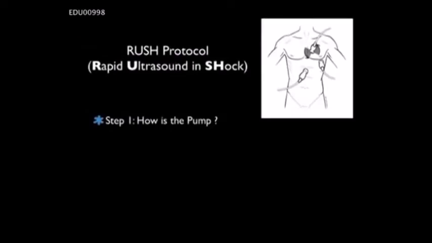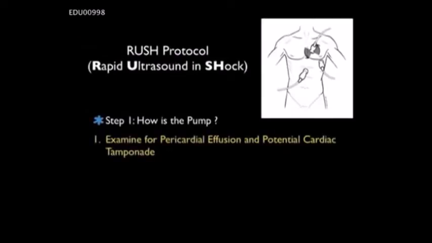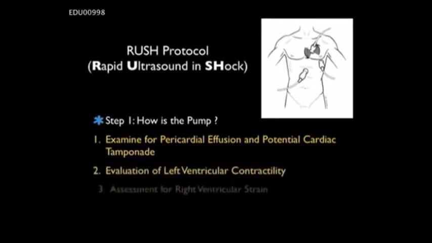In conclusion, the rapid ultrasound in shock, or RUSH, protocol was formulated as a non-invasive means using ultrasound to assess the physiology of the patient in shock. In this video, we've covered step 1, evaluation of the pump or cardiac evaluation, looking at 3 main categories. Step 1 was examination for pericardial effusion and potential cardiac tamponade. And we spoke about the fact that we're going to be looking for diastolic deflection of the right atrium, or more specifically, the right ventricle, as signs of cardiac tamponade.